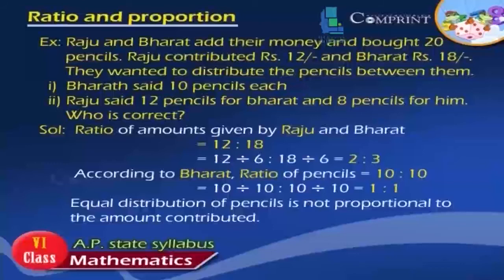Who is correct? Solution. Ratio of amounts given by Raju and Bharat is equal to 12 is to 18, equal to 12 divided by 6 is to 18 divided by 6, which is equal to 2 is to 3. According to Bharat, the ratio of pencils is equal to 10 is to 10, equal to 10 divided by 10 is to 10 divided by 10, equal to 1 is to 1. Equal distribution of pencils is not proportional to the amount contributed.